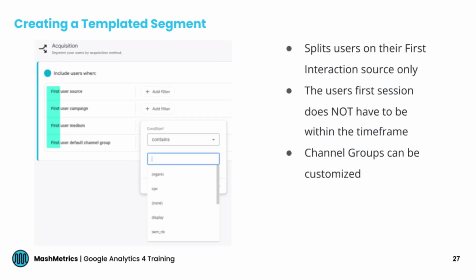Last, but certainly not least, is the acquisition templated segment. Now, it's important to note that this splits users on their first interaction only. Now, that first session does not necessarily have to be within the time frame. However, obviously the user has to have visited subsequently in that time. As far as the filters, they act the same way that they did in the last two areas. Keep in mind, within the admin area, custom channel groups can be customized.